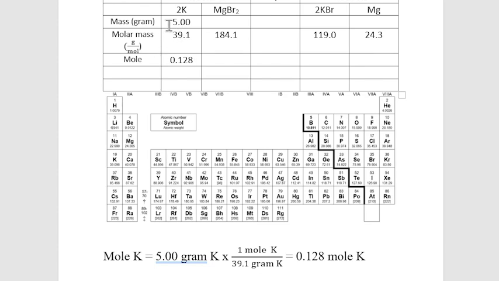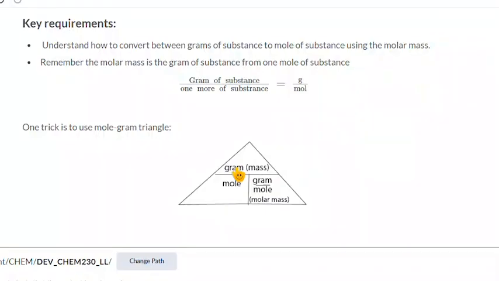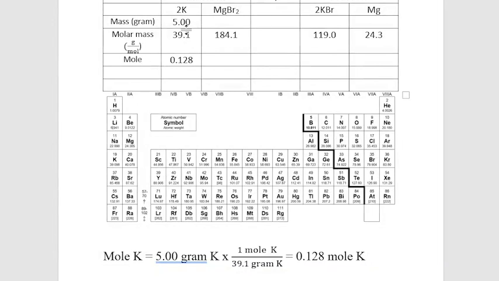The reason why I like to tabulate this data is you can see when I entered the grams of potassium and the molar mass, and remember from that triangle, grams over grams per mole gives you the moles. And if you remember from my table right here, grams over grams per mole gives you the mole. If you have this in this order, then you could say grams divided by grams per mole is equal to the mole.